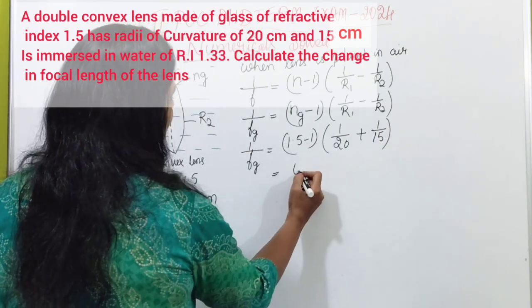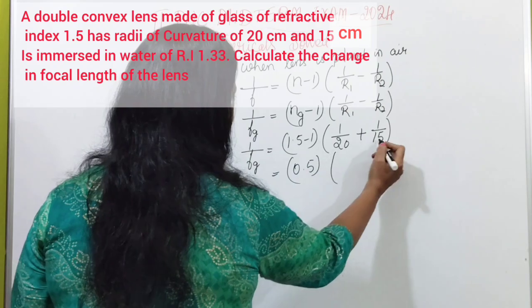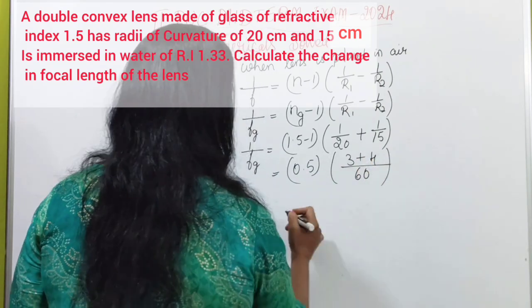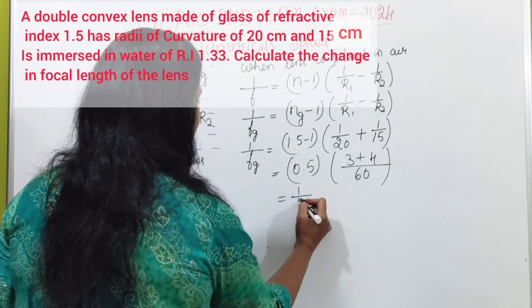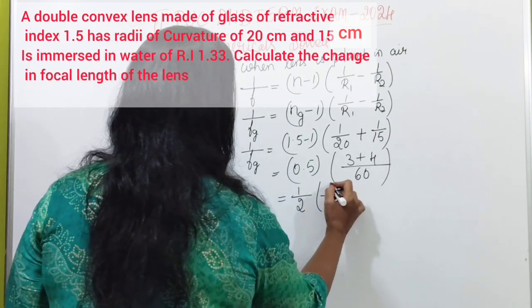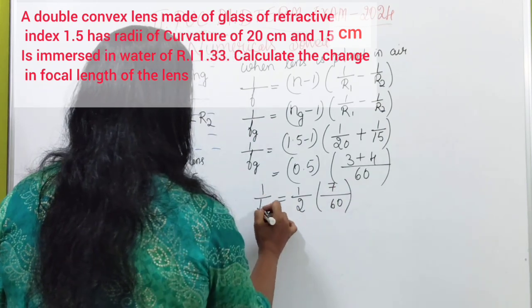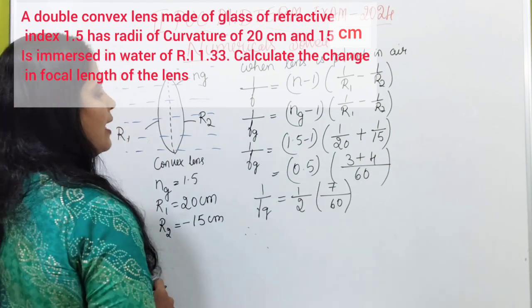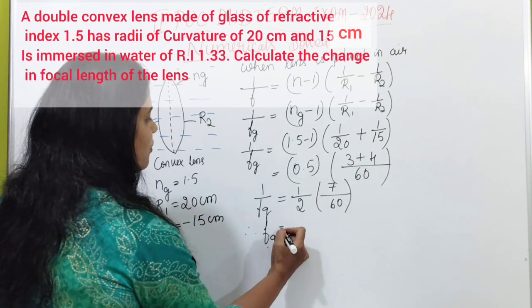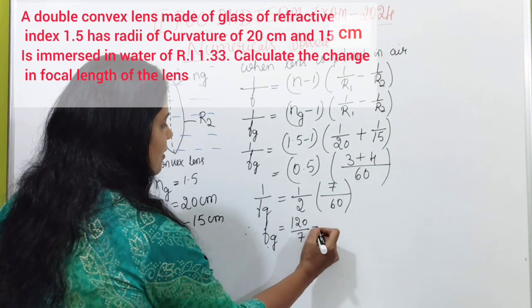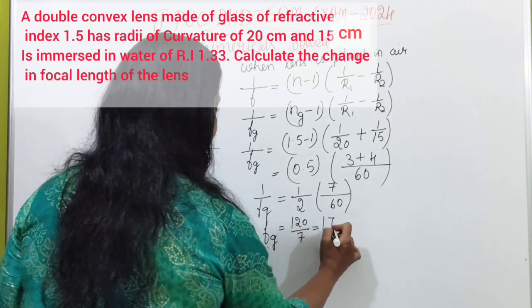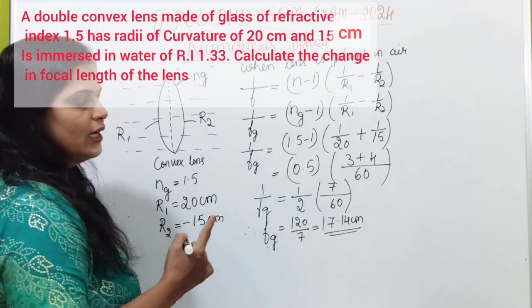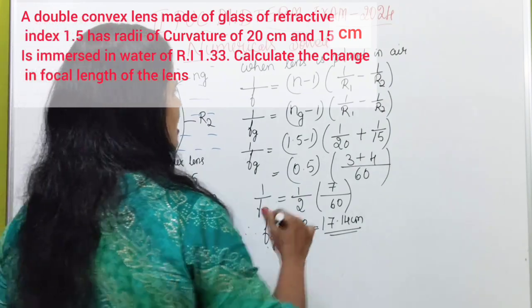So 1.5 minus 1 is 0.5. And here let us take LCM as 60. 3 twenties are 60, 4 fifteens are 60. So 0.5, that is half, into 7 by 60 is 1 by FG. If you calculate, it is 7 by 120. Take reciprocal, FG is equal to 120 divided by 7, which will be 17.14 centimeter. No need of converting to meter because we need to find the change in focal length. So let it be in centimeter.